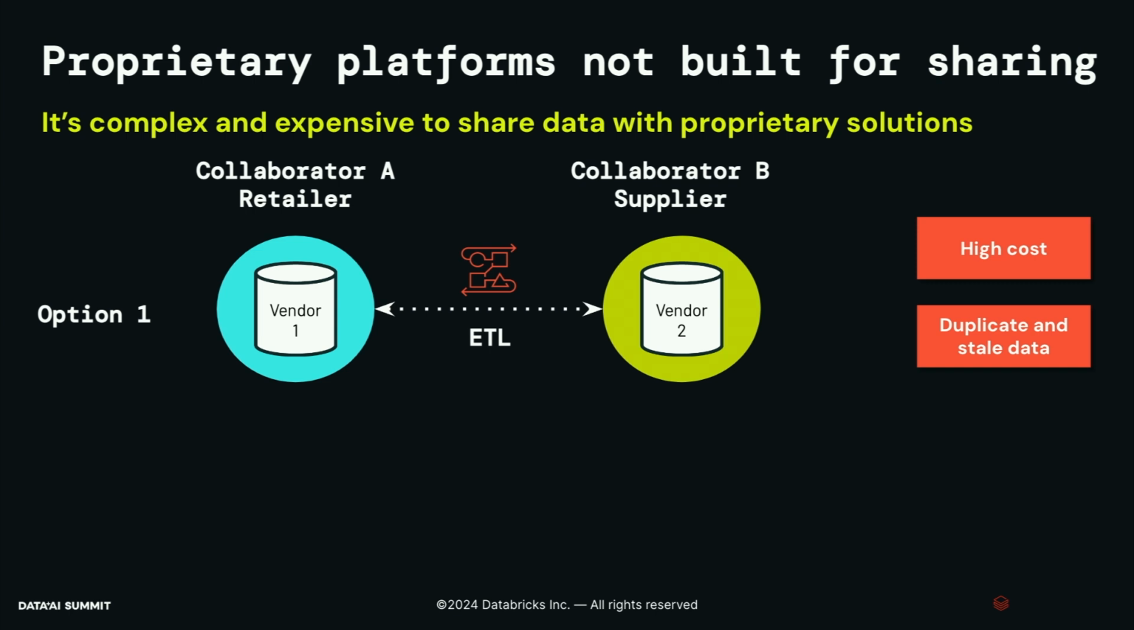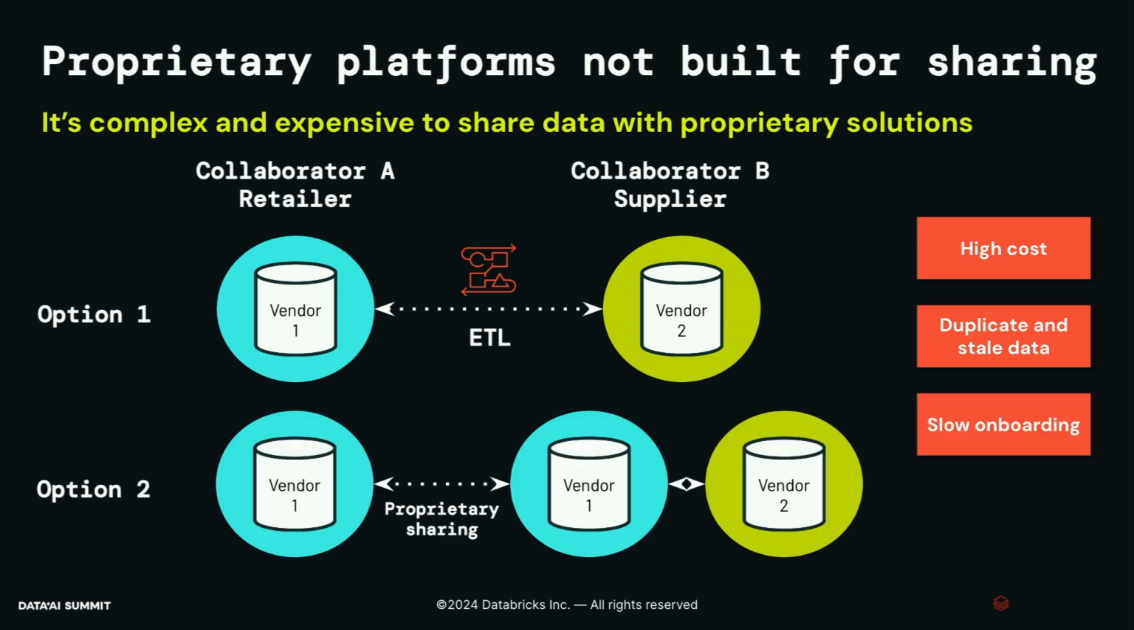Option one is you can build an ETL pipeline to move data around. But the issue with this option is that it takes additional engineering resources to build such an ETL pipeline. And also, you will have replicated data sitting in different places, and the data will become stale unless you keep refreshing it. So apparently, this option is not ideal.